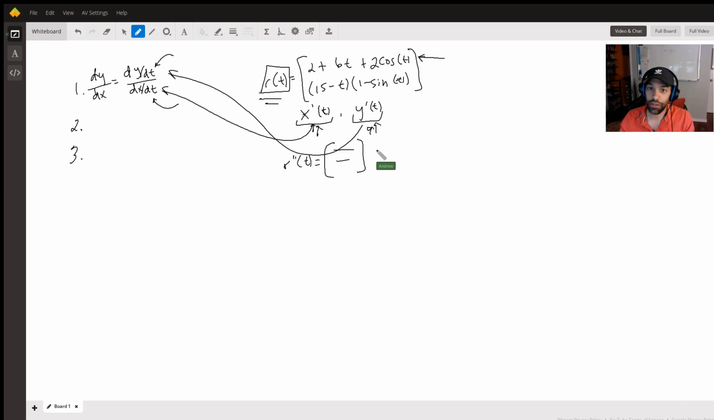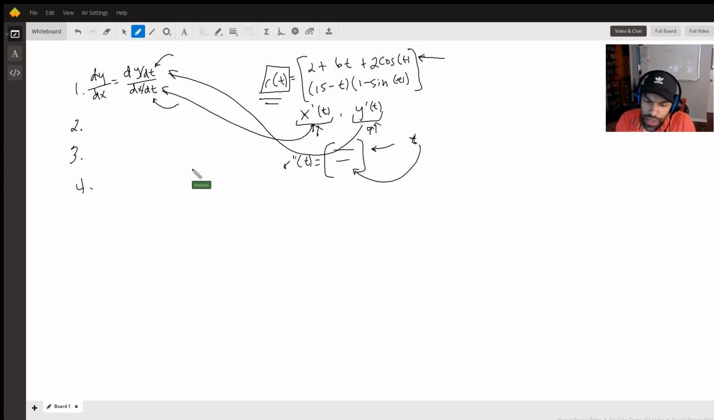Same thing again, plugging in x equals 60, finding t for that value, and then going back into that vector, plugging in our found value for t, and that will give us the acceleration vector when x equals 60. Great.